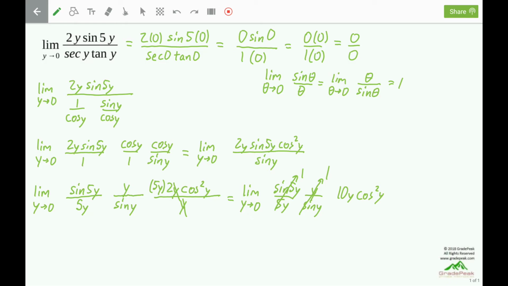We can now plug a 0 into the remaining y's, and that will give us 1 times 1 times 10 times 0 times the cosine of 0, and then square that result. That's what it means to be cos squared. It means take the cosine first and then square the result. So we have 1 times 10, which is 10, times a 0. And then the cosine of 0 is a 1, so 1 squared. 10 times 0 is 0. 1 squared is a 1. 0 times 1 comes out to 0.